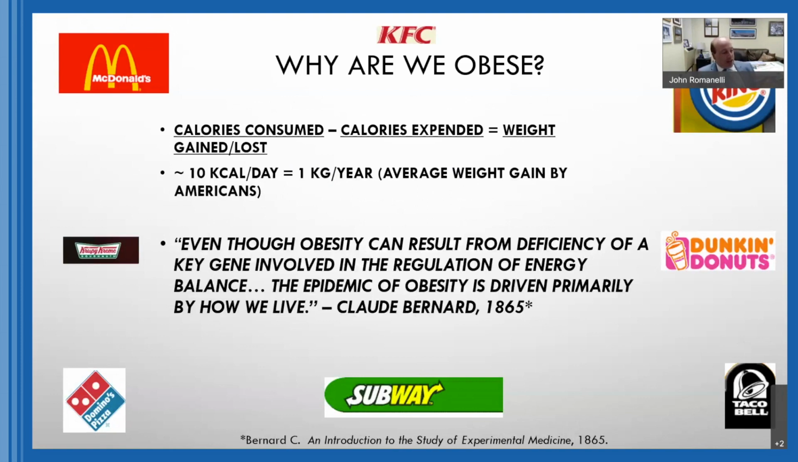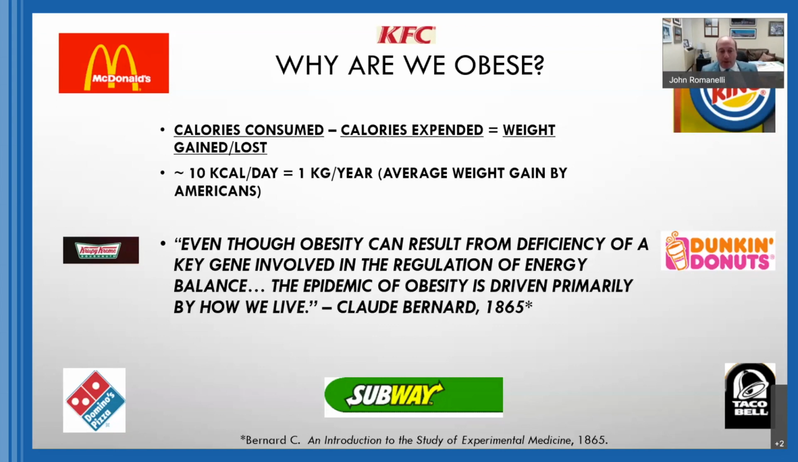Now, this quote is over 150 years old, and I really like it because it's relevant today. Even though obesity can result from deficiency of a key gene involved in the regulation of energy balance, the epidemic of obesity is driven primarily by how we live. Now, let's think about that statement and unpack it a little bit. An epidemic is an infectious disease, so he meant that whimsically. But if you look at the rate of rise of obesity in this country, it's spreading at epidemic rates. Certainly, this is a term we're all familiar with from the recent pandemic of COVID-19. So obesity is rising at epidemic rates.